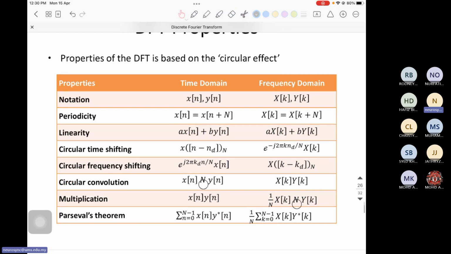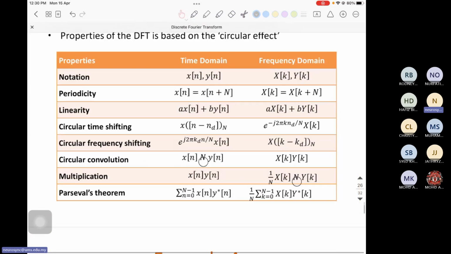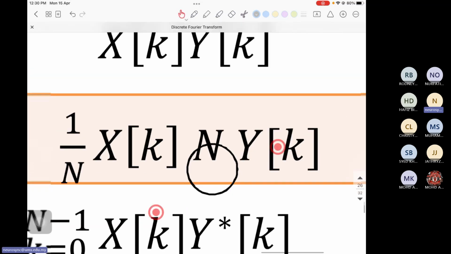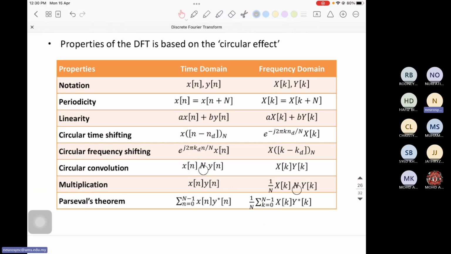Circular convolution: this is x of n, in this circular convolution, the index is within the circle of length N. So this is basically multiplication in the frequency domain. If there is a multiplication, then this is circular convolution in the other domain, and vice versa.